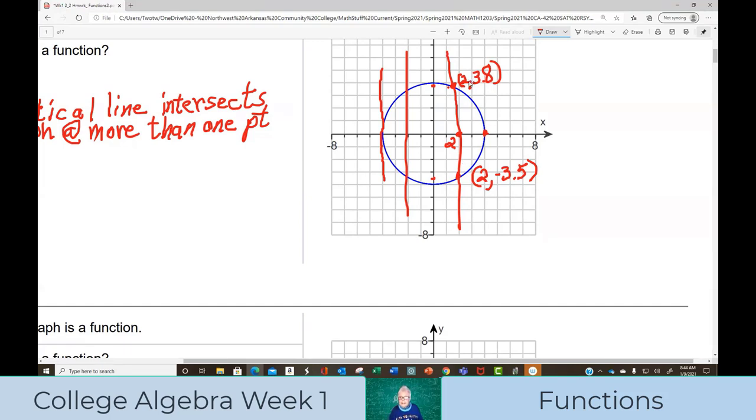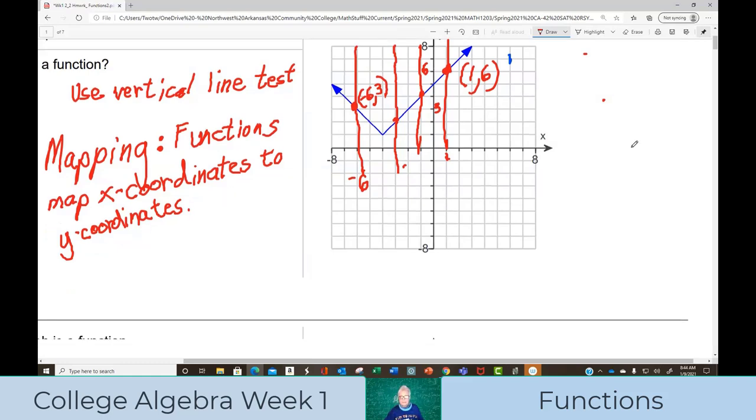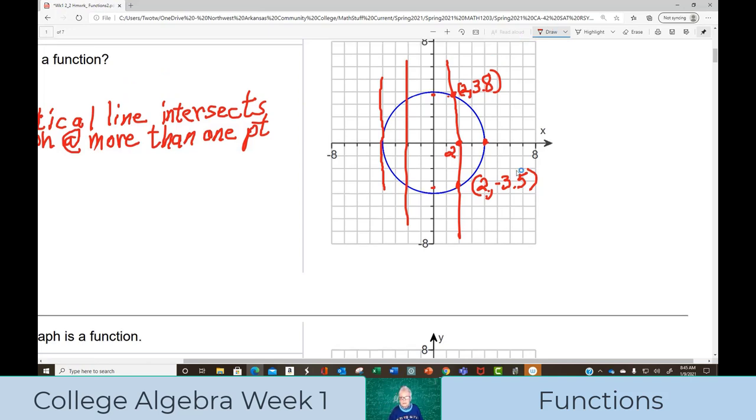Is it going to New York City or to California? Well, there is absolutely no confusion here. 1 is being mapped to 6, no problem. Down here, I don't know which one to say 2 is being mapped to. It's being mapped to 2 different y coordinates at the same time. So it's not a function. That's why, if you were interested.